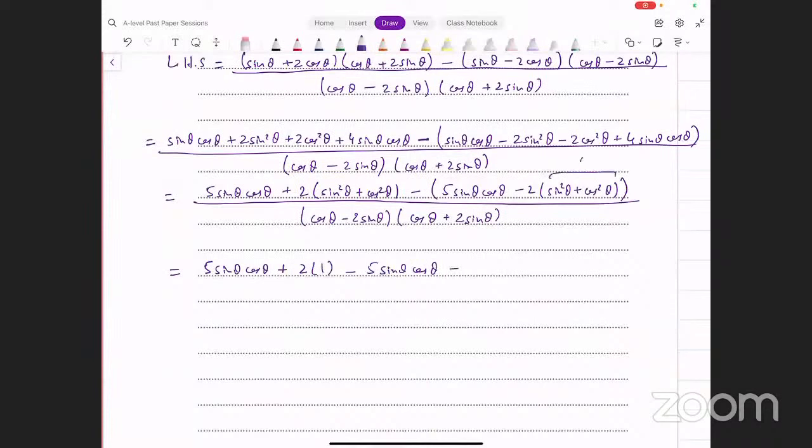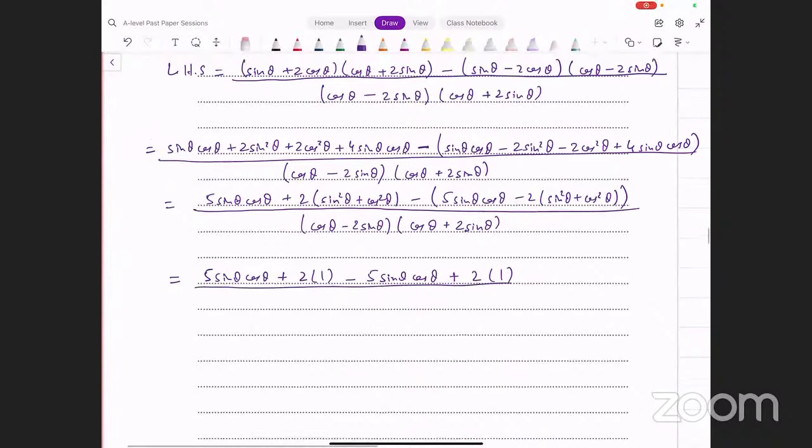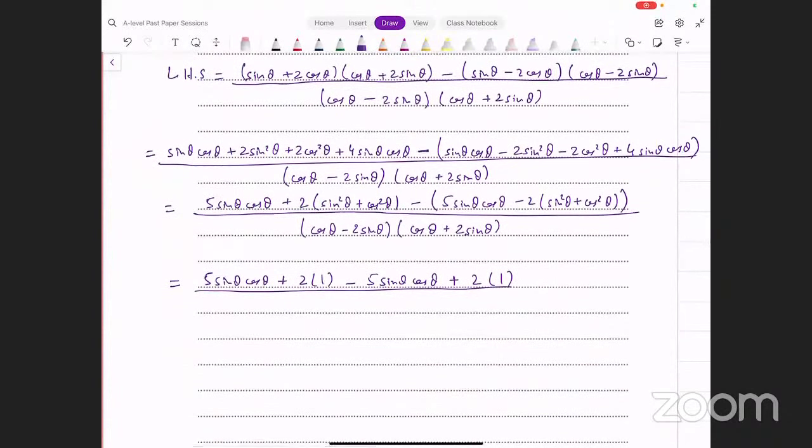Again, this is 1. ये 1 हो गया. We've got this negative sign outside. This negative sign, minus plus हो जाएंगे. So we have 2 into 1. In the denominator, we still have the same thing: cos theta minus 2 sin theta into cos theta plus 2 sin theta.